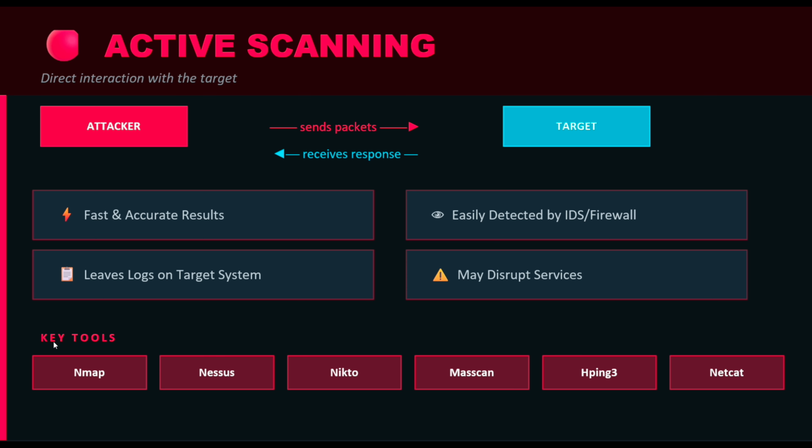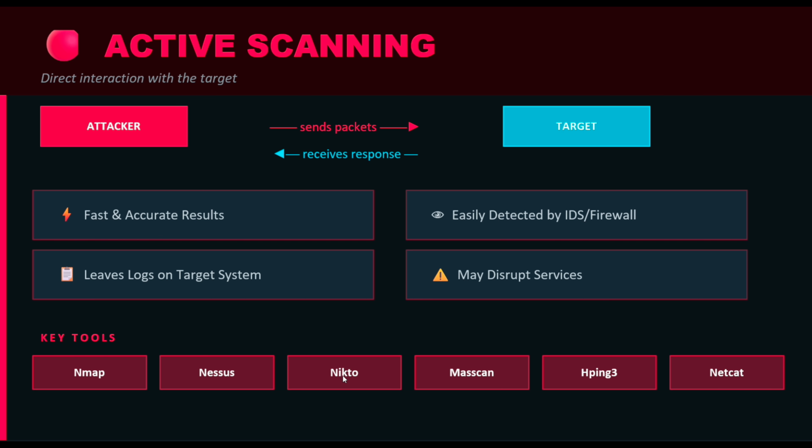These are some tools which are used for active scanning. The famous one is Nmap. Nessus is a vulnerability scanner. Nikto is also a vulnerability scanner. Masscan is also one of the most used by hackers for gathering information about the target by scanning. Hping3 is also one of the tools. Netcat is also a tool which is used for active scanning.